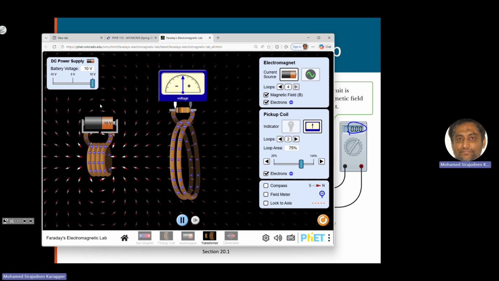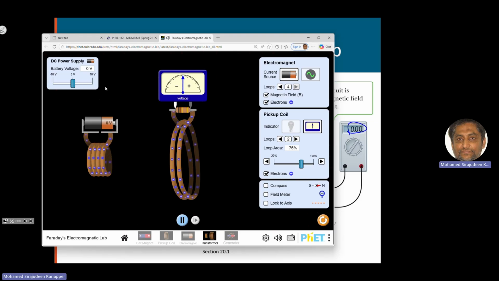So watch. Now currently the battery is connected. There's no switch, but what I will do, I'll bring it to 0. That means I'm switching off, right? So now it is open, like an open circuit. So the battery is 0 volt, so nothing is going to happen. No current in the primary, also no current in the secondary.